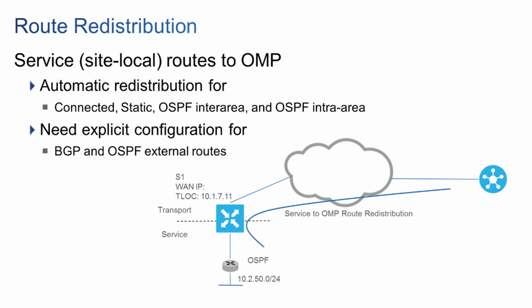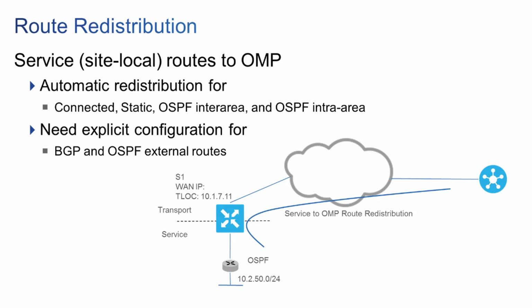We talked about this in a previous lesson when we talked about the concept of service chaining, and that was something that we spent a little bit of time talking about. Now this brings us to really our topic at hand, which is OMP route redistribution.